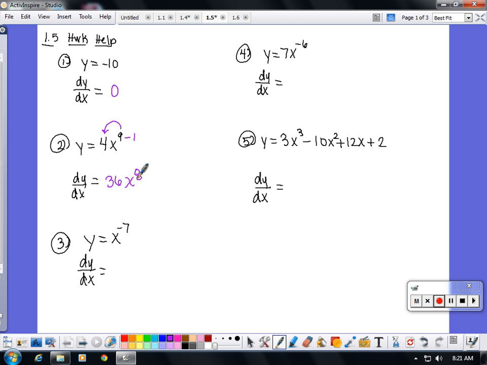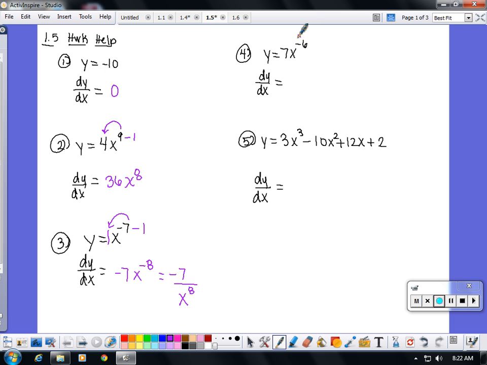On the next one, same thing. You've got an understood 1 out front. -7 times 1 is -7. Be careful here. If you drop your exponent by 1, you get -8. To reduce this, the -7 stays at the top. To get rid of a negative exponent, you drop your exponent term to the bottom and make it positive.